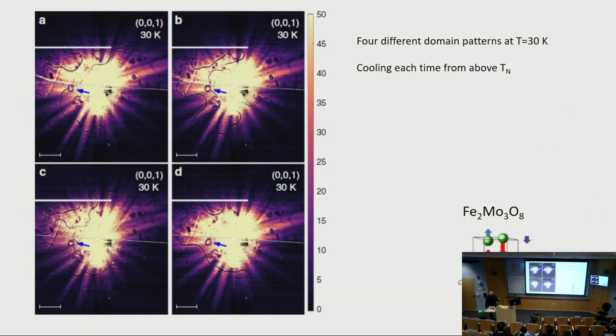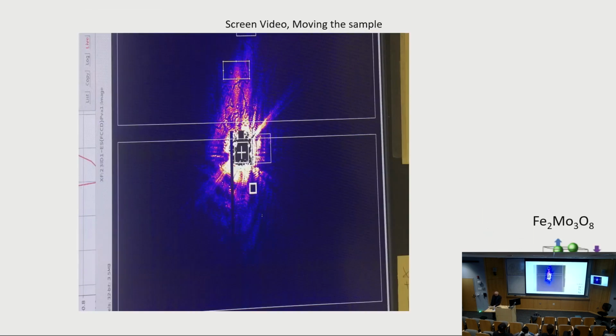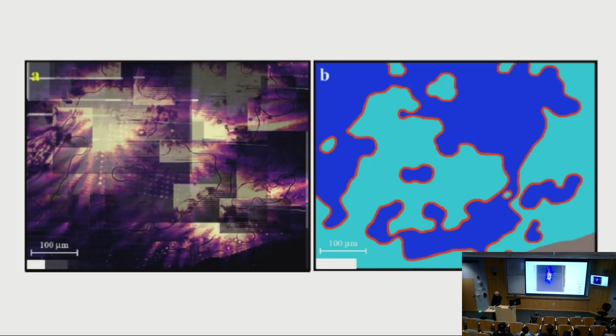Okay, so anyone can already do some interesting science with those samples. For example, you can cool down various times through the Néel temperature. It turns out that the domain boundaries form in different positions, and sometimes they get pinned, actually quite often, by the structural defects. This is all quite interesting. I'll skip that.